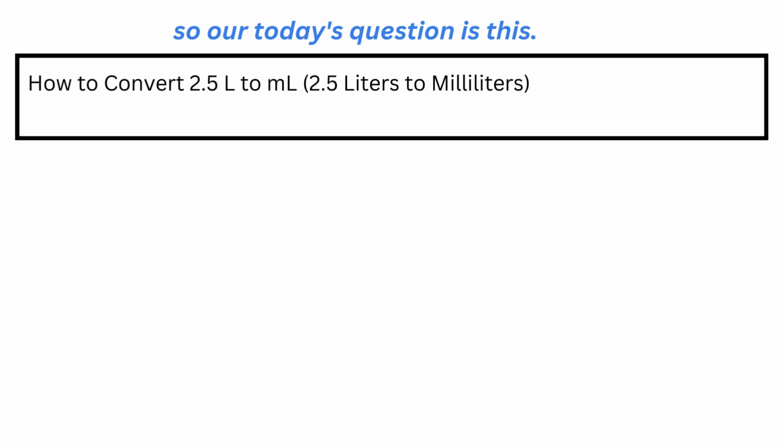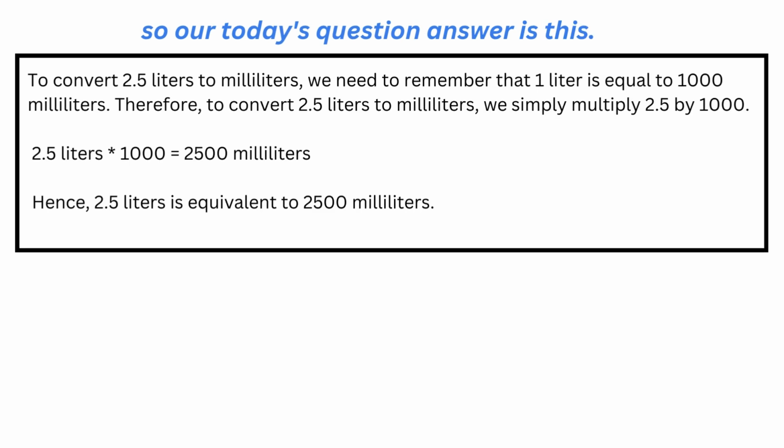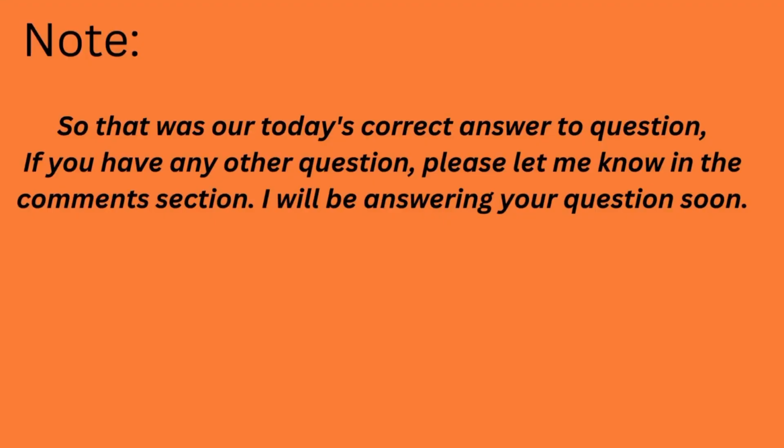Convert 2.5 liters to milliliters. Correct answer: to convert 2.5 liters to milliliters, we need to remember that 1 liter is equal to 1000 milliliters. Therefore, to convert 2.5 liters to milliliters, we simply multiply 2.5 by 1000. 2.5 liters times 1000 equals 2500 milliliters. So hence 2.5 liters is equivalent to 2500 milliliters. So that was our today's correct answer to the question.